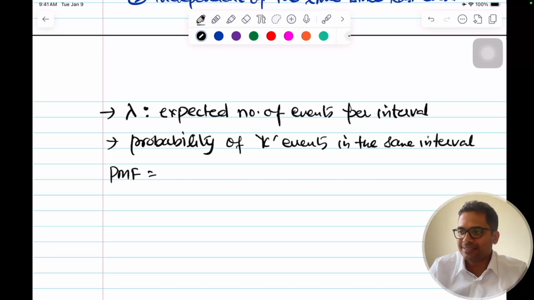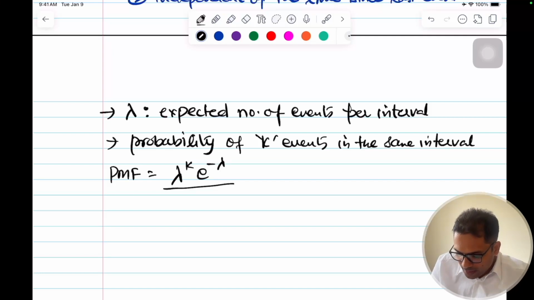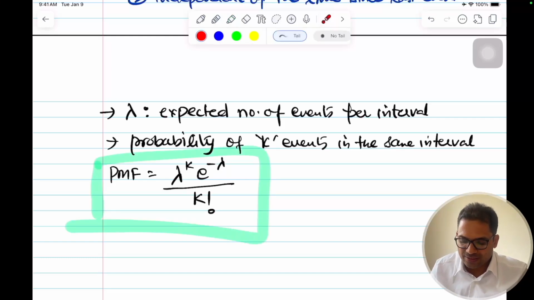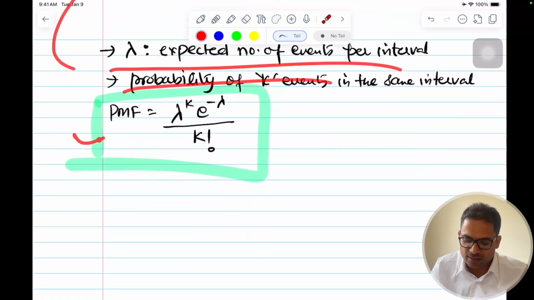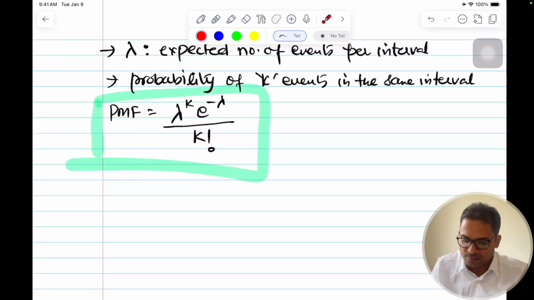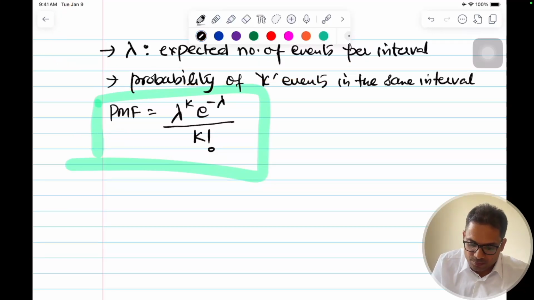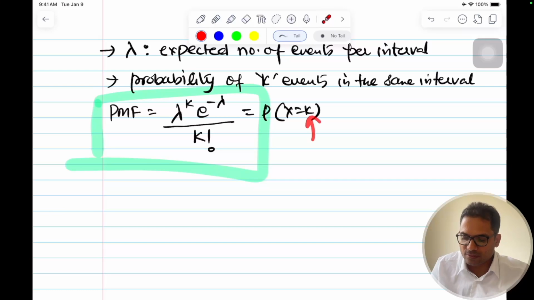The PMF for this is lambda to the power k, times e to the power minus lambda, divided by k factorial. This is factorial. If an event follows these properties, then we can easily find the probability of k events. This is P of X equal to k. What will be the probability for k such events? If we know that lambda events will happen in an interval, what is the probability that k such events happen in the same interval? This is what it gives me.